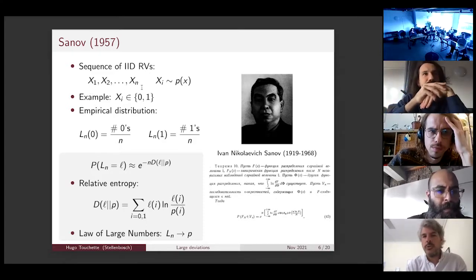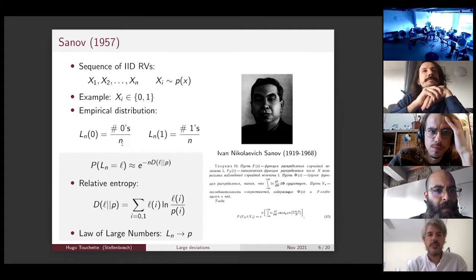So if you throw a given sequence, you can calculate the number of zeros in the sequence, divide this by n, and so you have the fraction of zeros, and then you can do the same thing with the ones. This is the empirical distribution of the sequence. If you throw another sequence, you get another empirical distribution.